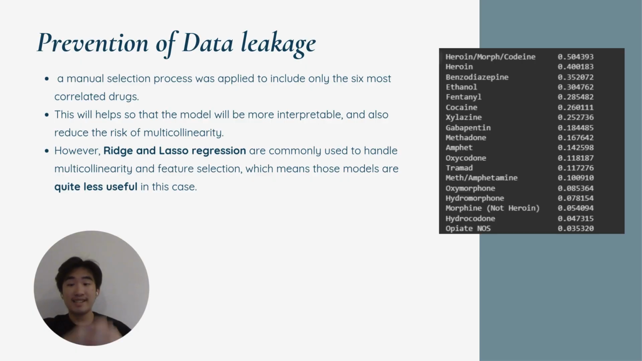So, to prevent this, as said earlier, we manually selected the top drugs, which made the model more interpretable. However, ridge and lasso regressions, which are used to handle multicollinearity and automatic feature selection, will seem quite useless for this case.